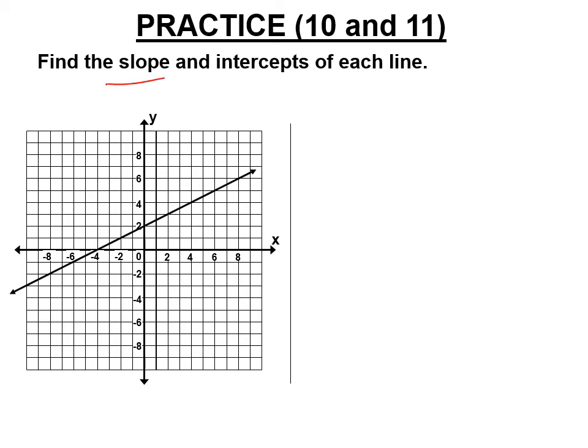It says find the slope and intercepts of each line. All right, so first we're going to need some good intersections. The intercepts are going to be good intersections, but let me use different colors. I did the intercepts in red, and here are some other points along this line. So we go down and over to do our slope. We can do it anywhere. Rise is 1, run is 2. The slope of this line is 1/2. The intercepts are these points.